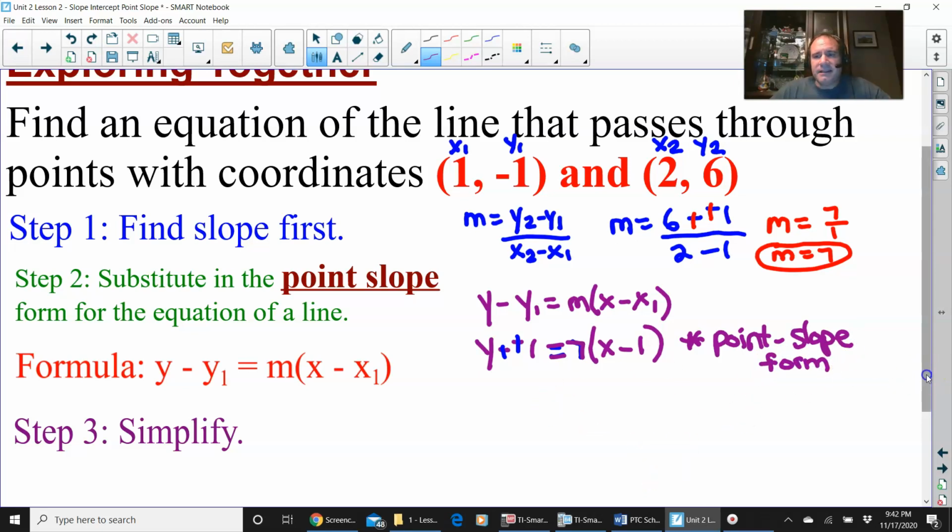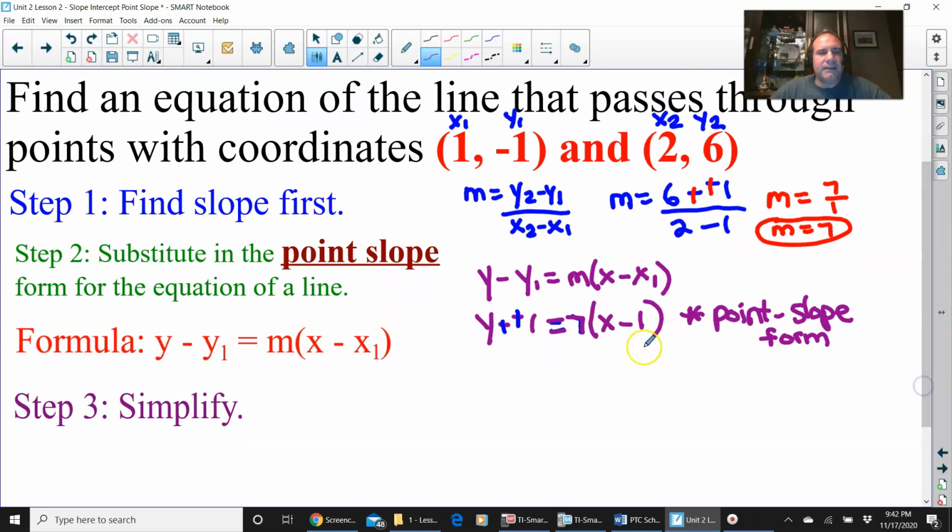Now, it says step 3 to simplify. But if it says substitute the point slope form to find the equation of the line, this is the answer. All right, so you could leave it. Let's go one step further, though. Let's try to find slope intercept form. That's the y equals mx plus b, because it has a slope and an intercept in the formula. So we are going to rewrite this. y plus 1 equals 7 times x minus 1.